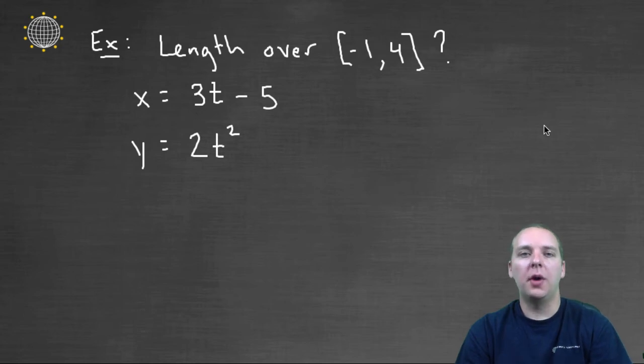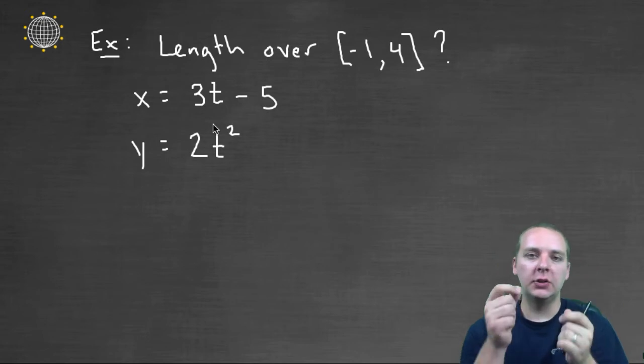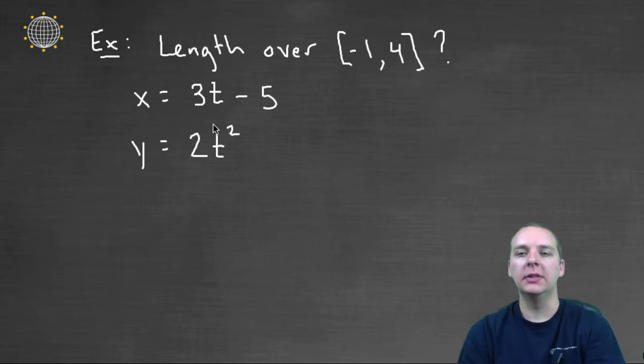Here we have an arc length problem. What we have is a set of parametric equations, and we're trying to find the length of this parametric curve as t ranges from -1 up to 4. So as t ranges from -1 to 4, you'll get various xy points, and those xy points will sketch out a curve. I just want to know how long that curve is.